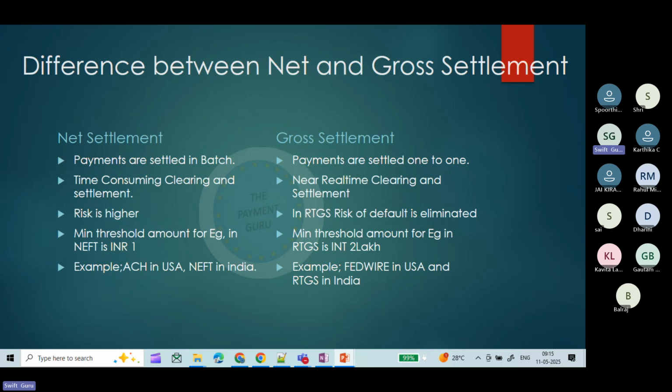Risk is higher in the net settlement system. As we discussed, the clearing and settlement mechanism bears all the risk. In gross settlement, the default risk is totally eliminated. You know what the reason is already: only when they have sufficient funds will the system allow a fund transfer.